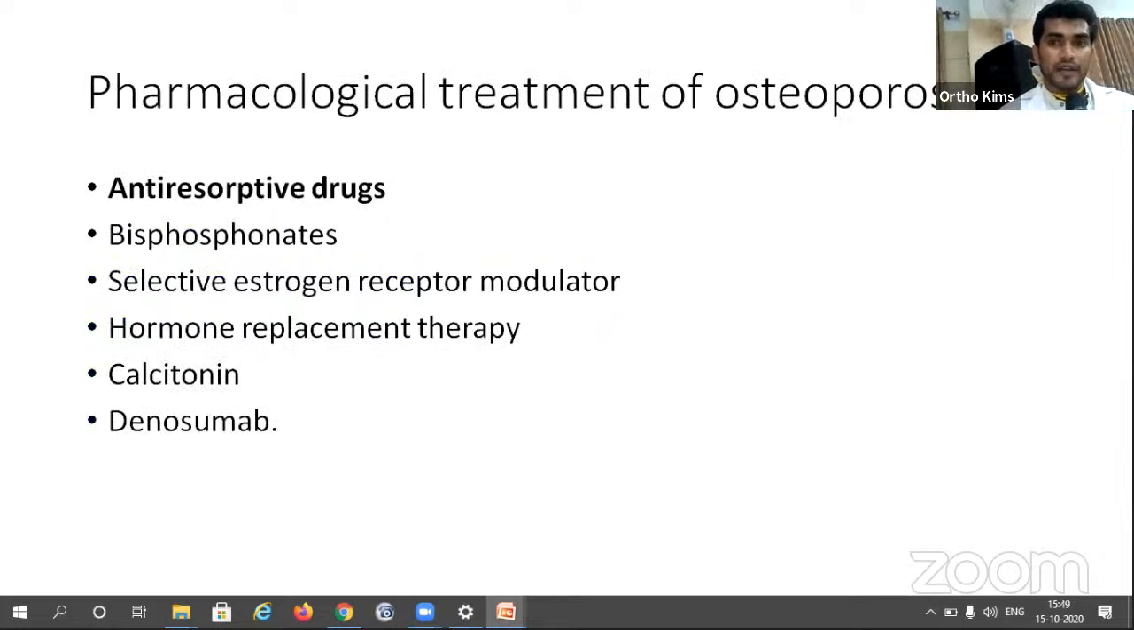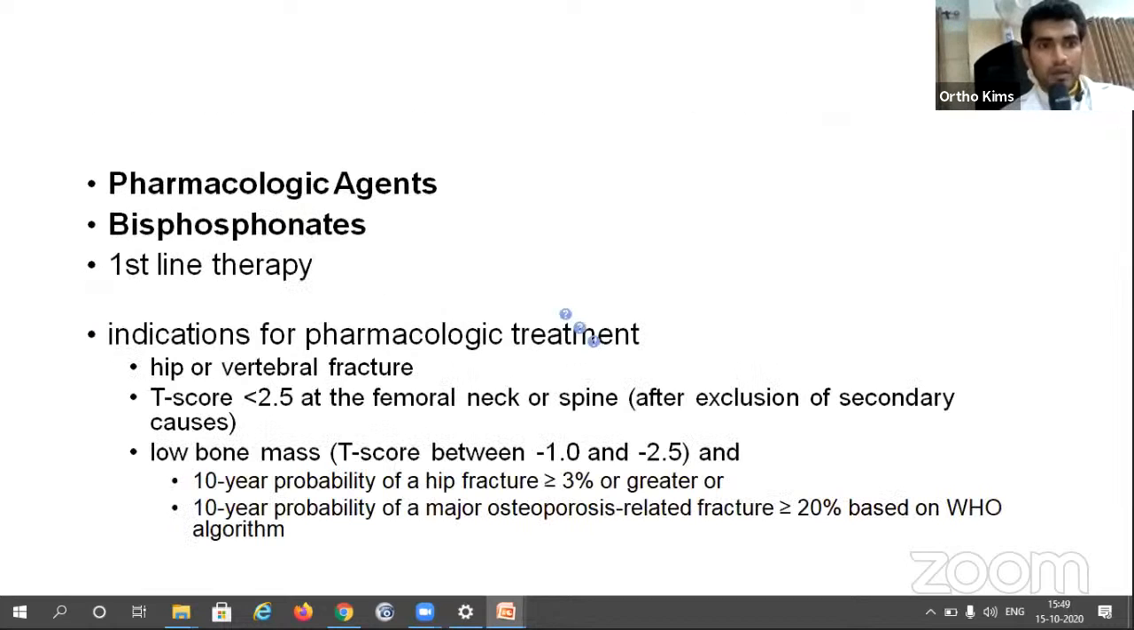In pharmacological treatment of osteoporosis, anti-resorptive drugs are bisphosphonates, selective estrogen receptor modulators, hormonal replacement therapy, calcitonin, and denosumab. Bisphosphonates are the first-line therapy. Indications are hip or vertebral fracture, T-score less than -2.5 at the femoral neck or spine after exclusion of secondary cause, and low bone mass, that is T-score between -1 and -2.5.